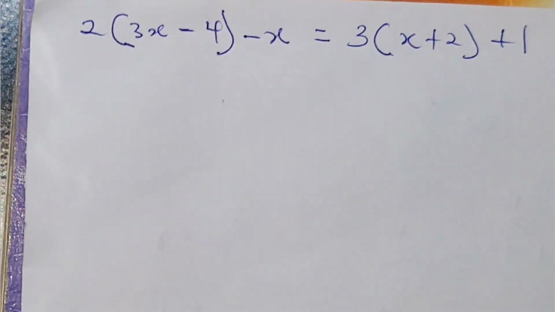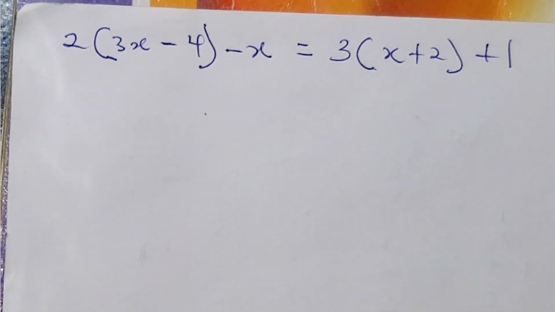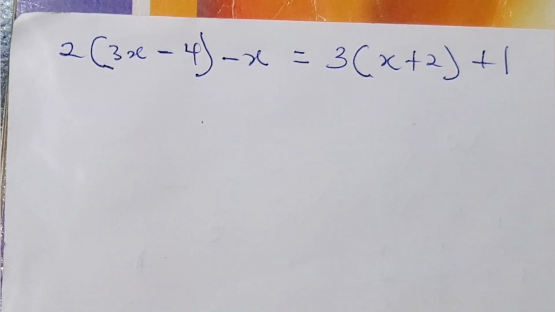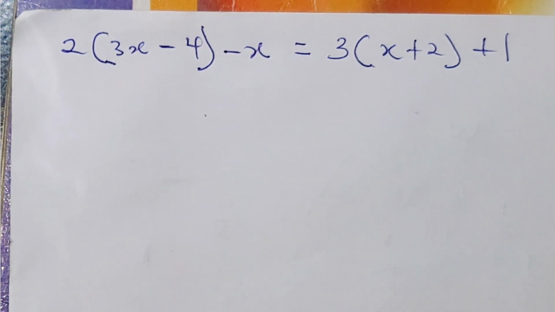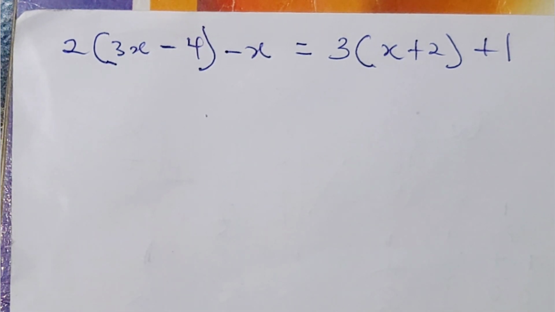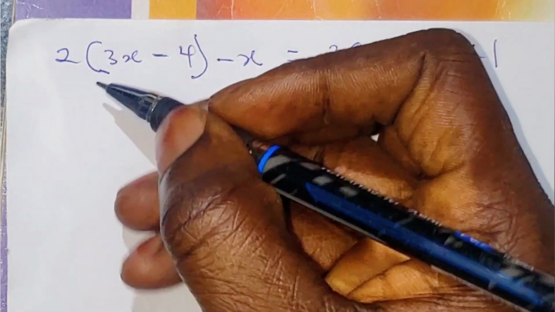So we have the next question here. With this question, there's no fraction, so we don't need to find LCM. But you can see that we have a factor outside the bracket. So it means that we just have to expand the bracket first. Then we see what to do. So let's first expand the bracket.